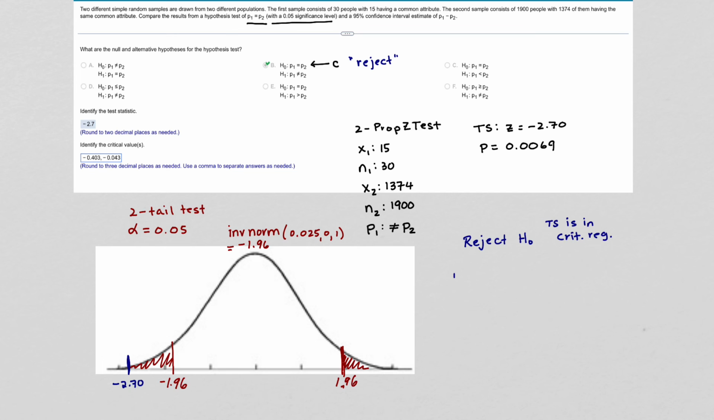And there is sufficient evidence to reject the claim that P1 is equal to P2. They didn't really say what it was about. And that's how you do that problem.